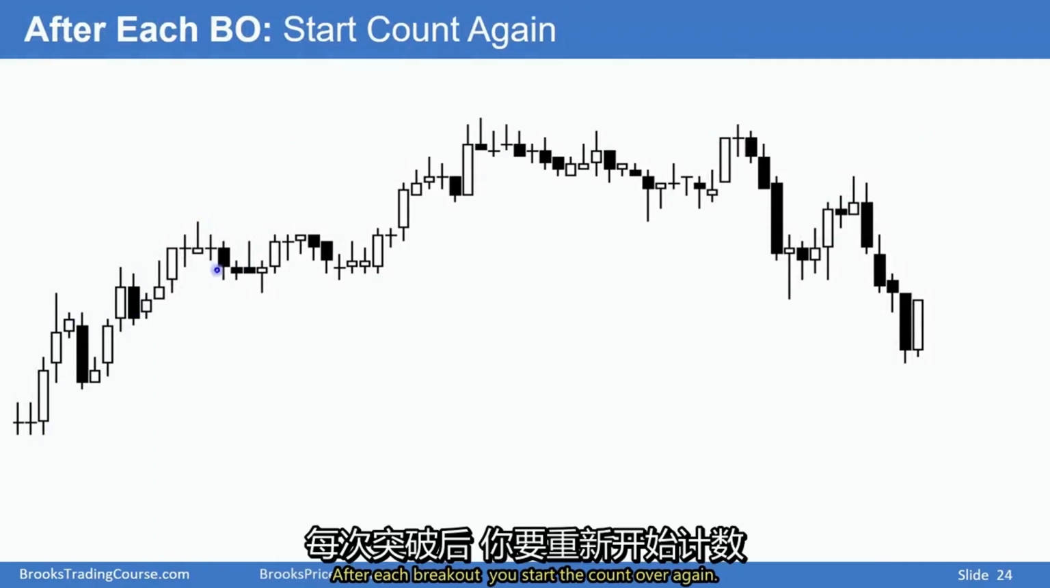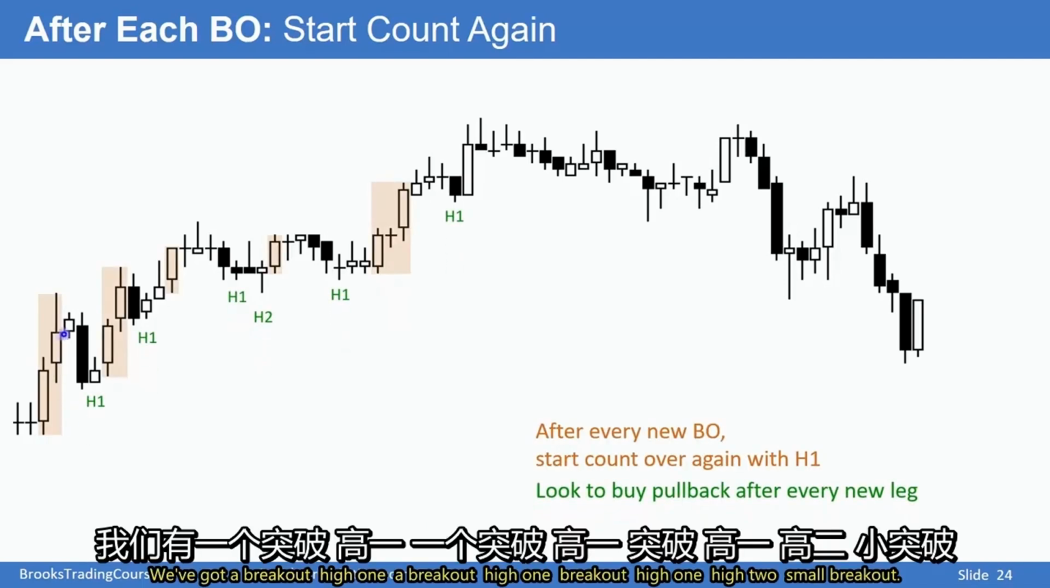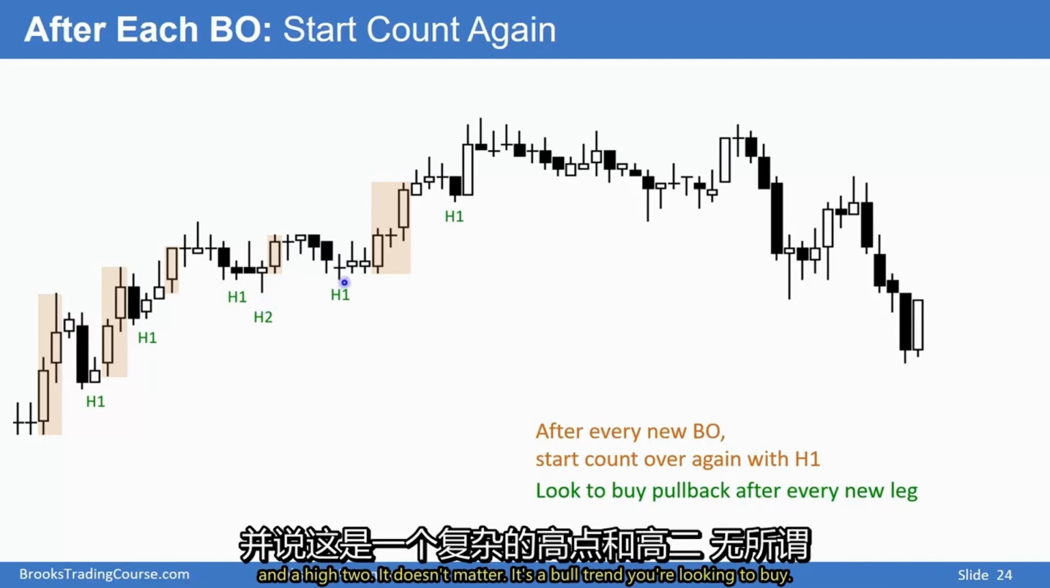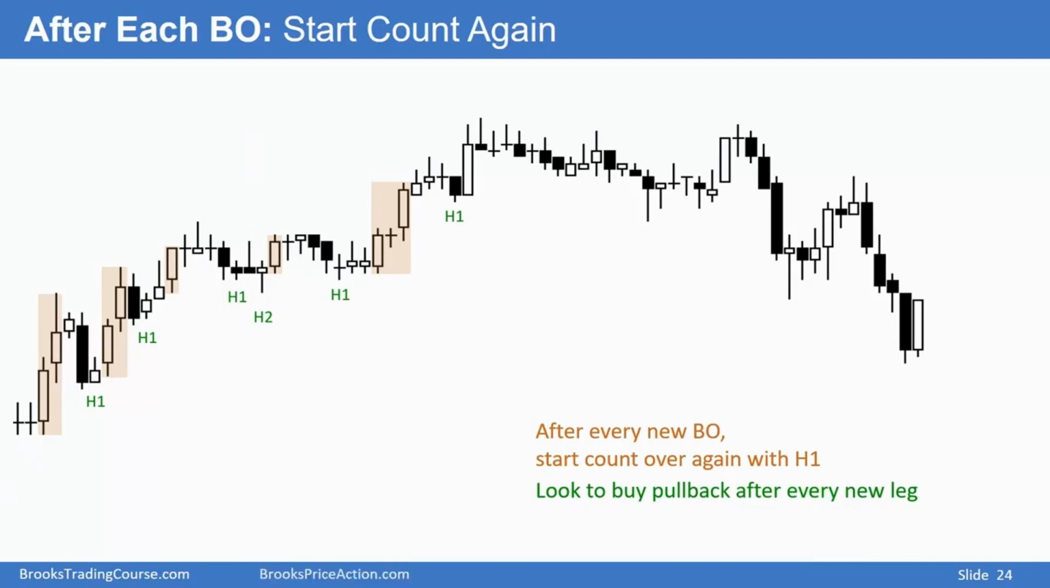After each breakout, you start the count over again. We got a breakout, high 1, a breakout, high 1, breakout, high 1, high 2. Small breakout, you can call it a high 1, or you can call this a double bottom and say this is a complex high 1 and a high 2. Doesn't matter. It's a bull trend.